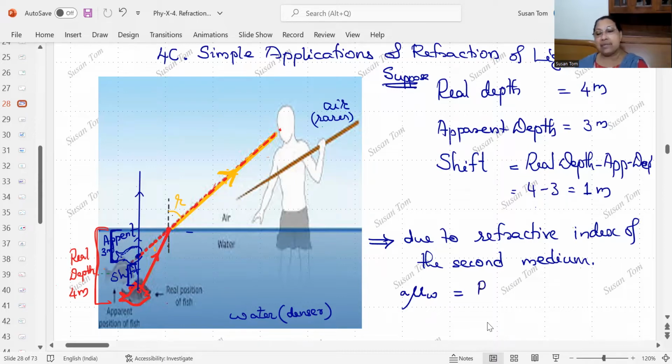Whatever is the real depth divided by the apparent depth gives you the refractive index of the second medium, that is the denser medium. Do you understand? In the above example, if the real depth is 4 meters and the apparent depth is 3 meters, then 4 by 3 is equal to 1.33, which is the refractive index of water, you know?